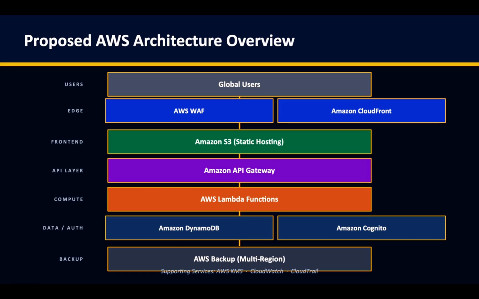API calls from the front end flow through Amazon API Gateway, which routes them to the appropriate AWS Lambda function. Lambda handles all the backend logic, things like loading products, updating the cart, and processing checkouts. Lambda connects to two data services. Amazon DynamoDB stores cart and session data. It's a NoSQL database. And Amazon Cognito handles user authentication and session tokens. At the bottom, AWS Backup handles automated backup and multi-region replication, and supporting the whole system are AWS KMS for encryption, CloudWatch for monitoring, and CloudTrail for audit logging.